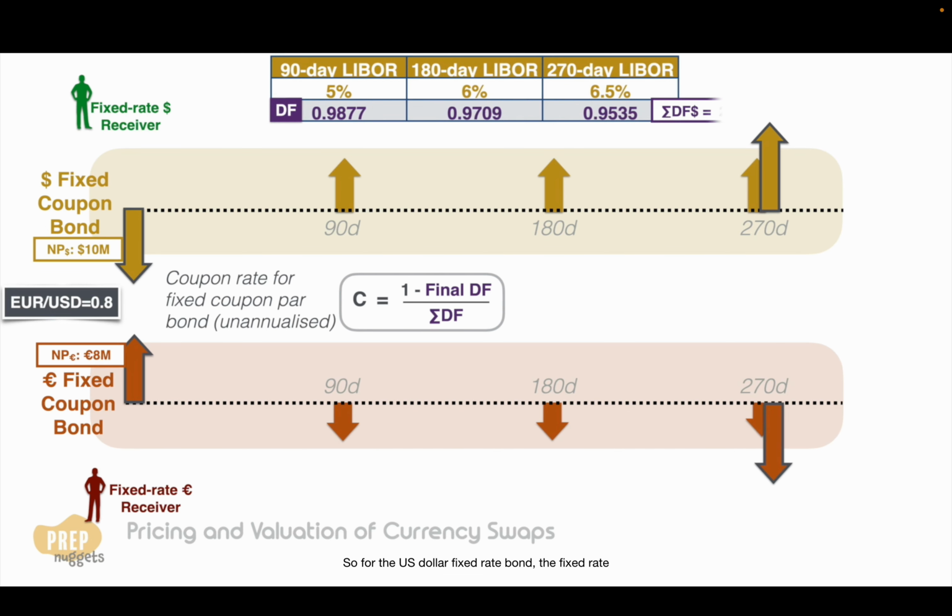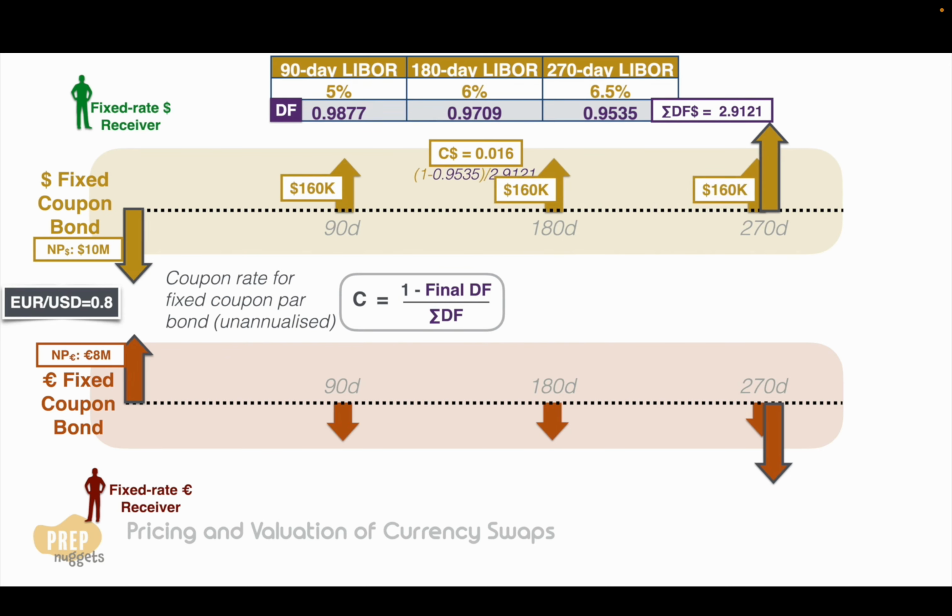So for the US dollar fixed rate bond, the fixed rate is calculated based on USD interest rates. So let's say the LIBOR rates are the same as in the last lesson. We can calculate the coupon rate for the USD bond, which is 1.6%. Since the USD notional amount is $10 million, the USD receiver should receive $160,000 interest at each settlement date.